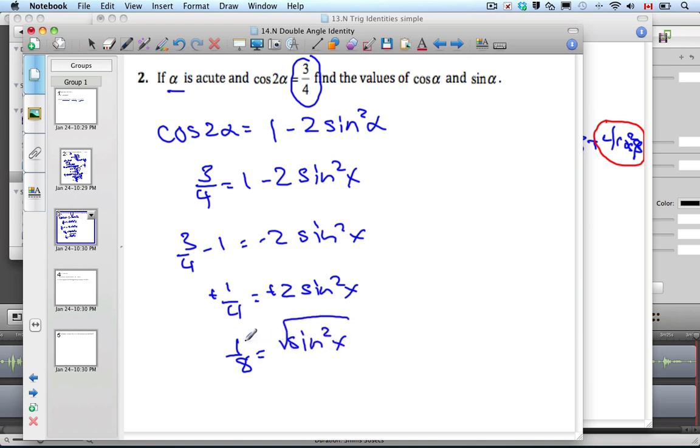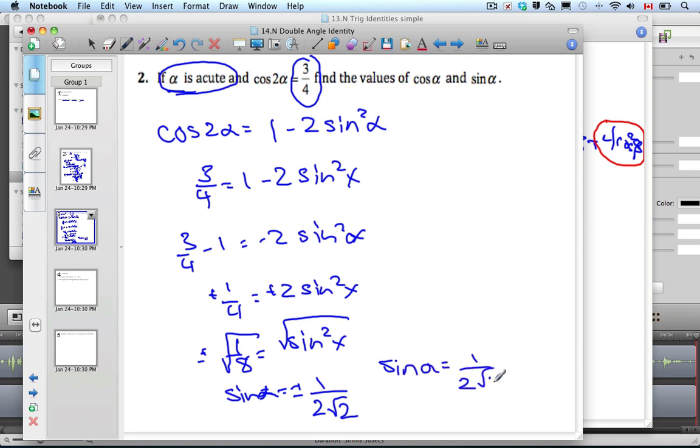And I square root, plus or minus. I get sine equal to plus or minus 1 over 2 root 2. Now let's think about where alpha is. We're told alpha is acute, which means it's in the first quadrant, so it has to be the positive value. So sine of alpha is 1 over 2 root 2.